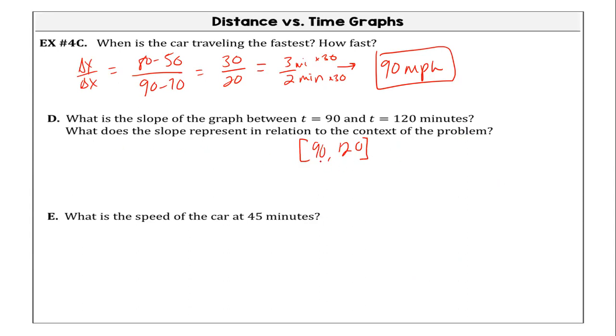So 90 is at 80, and 120 was at 100. Can I find my average rate of change? Yes. So you should have found your change in Y over your change in X. So you had 100 minus 80 over 120 minus 90. And we got 100 minus 80 is 20, 120 minus 90 is 30.